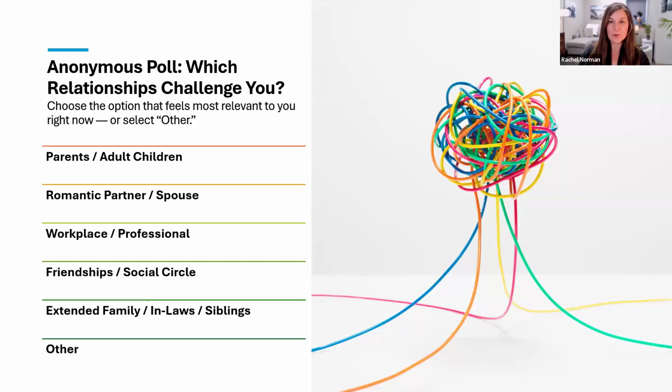So today, about 5 out of 19 of you noted parent-child relational difficulties. 7 out of 19 was spouse or romantic partner. 7 out of 19 workplace or professional. 5 of 19 saying friendships or social circles. And then 7 out of 19 noting extended family members, in-laws, or siblings. And there are 4 that checked off other. And so it's a bit across the board. All right. Interesting. Okay.